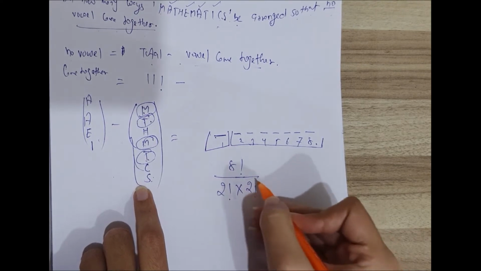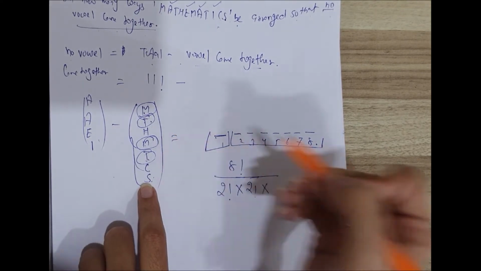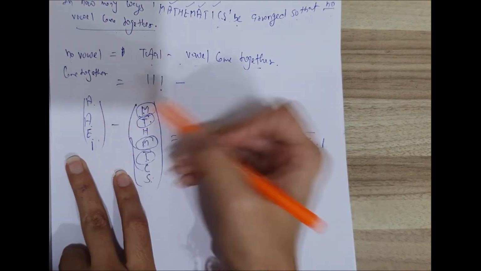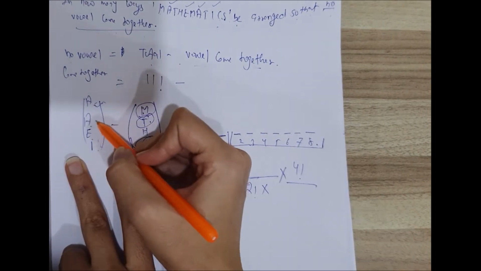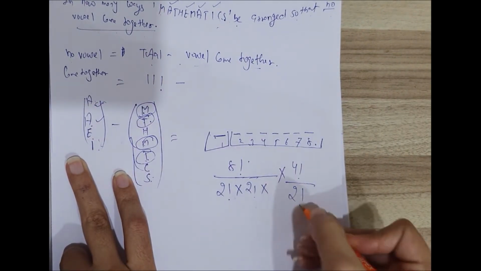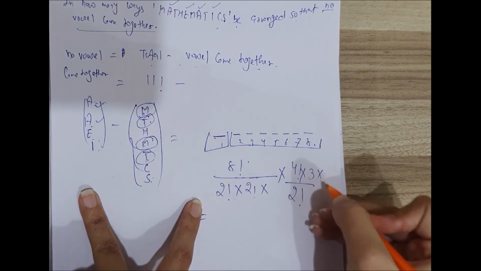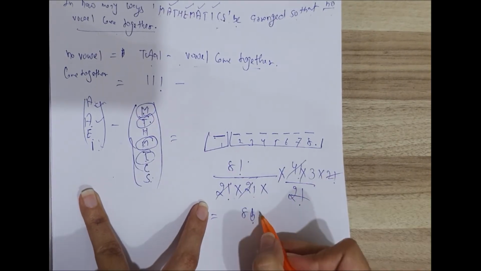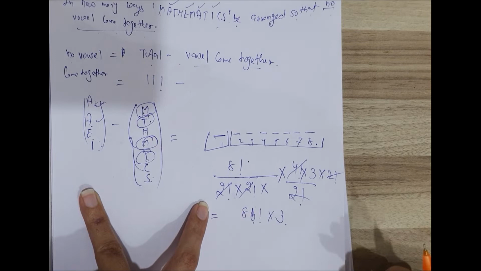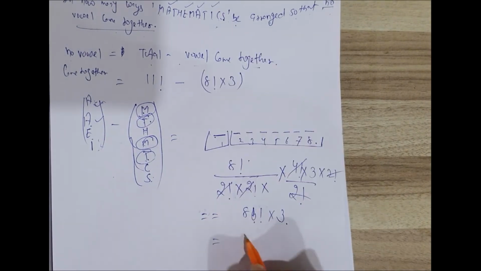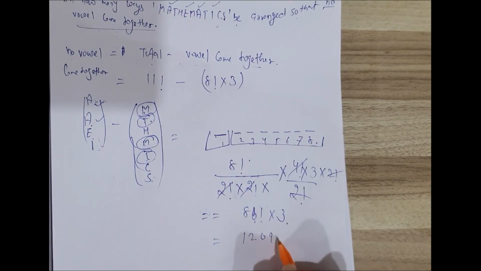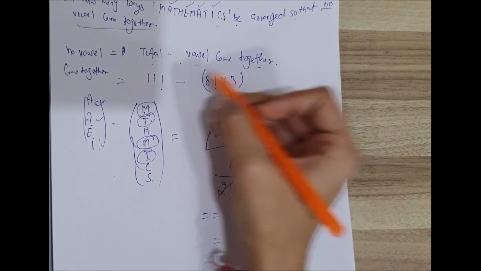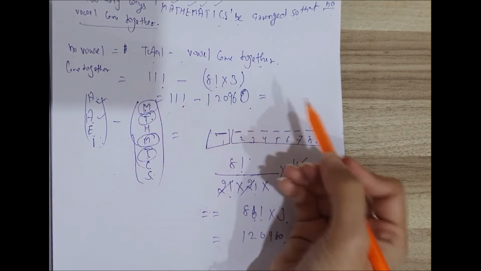Into 2 factorial; no other consonant is repeating. 1, 2, 3, 4 vowels are there. A is repeating 2 times, so divided by 2 factorial. I am solving it. 8 factorial into 3 is the answer. Now write here: the answer is 8 factorial into 3. Now solve it and you will get your answer.